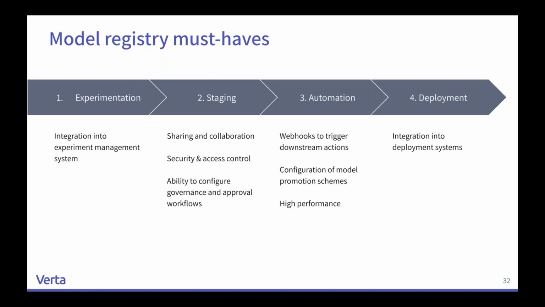Automation, I'm a big fan of automation. If you do something more than 3 times, you should probably automate it. So having some ways to trigger downstream actions, to trigger promotions of models through different stages like dev, UAT, prod is crucial. And this is also where high performance becomes very, very important.